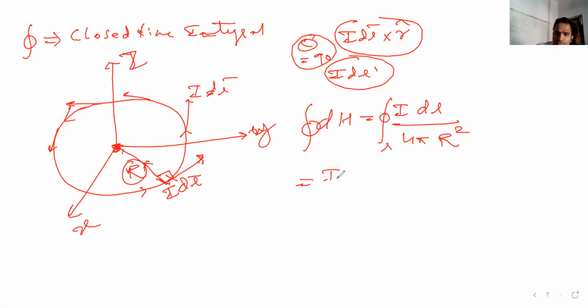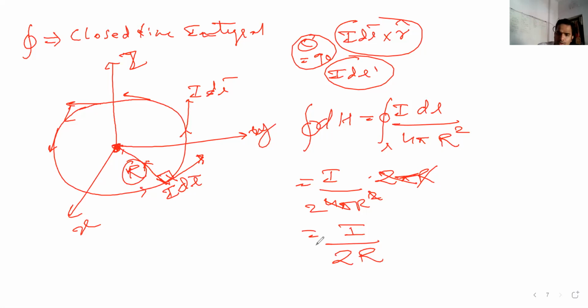So I is constant, fine. 4 pi r square is constant, and the integral of dl, what will it give? It will give 2 pi r. So r I can cut, 2 pi I can cut, so it will be I by 2r. So this is the H at the center of a current carrying circular loop.